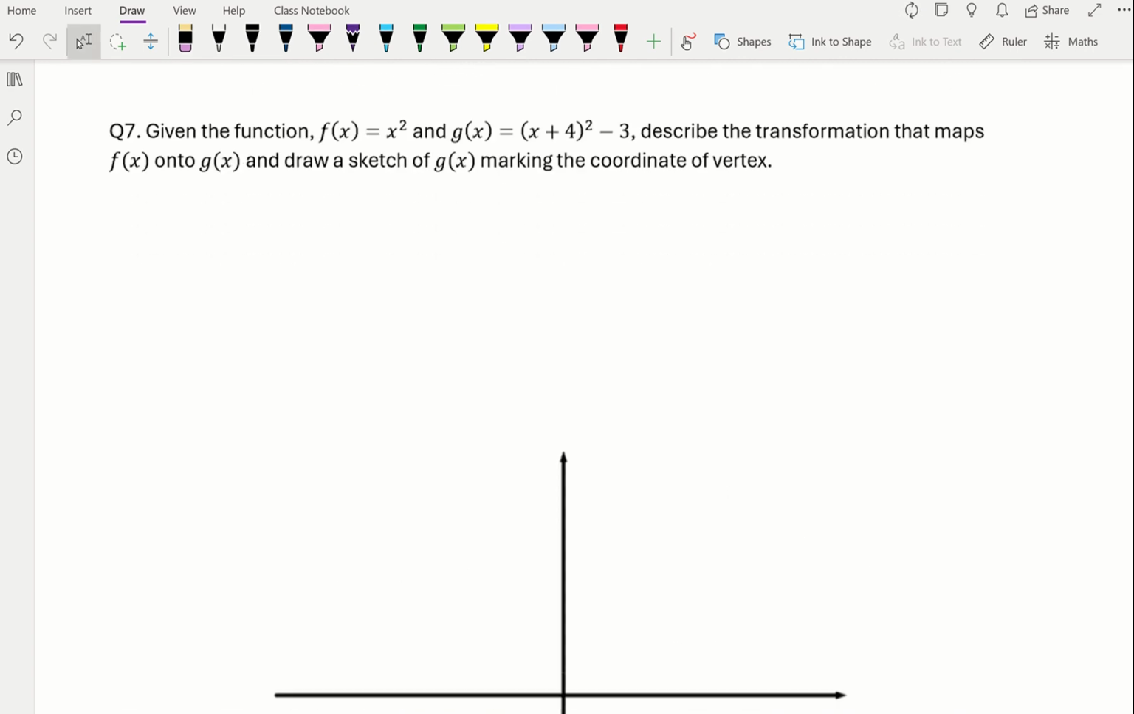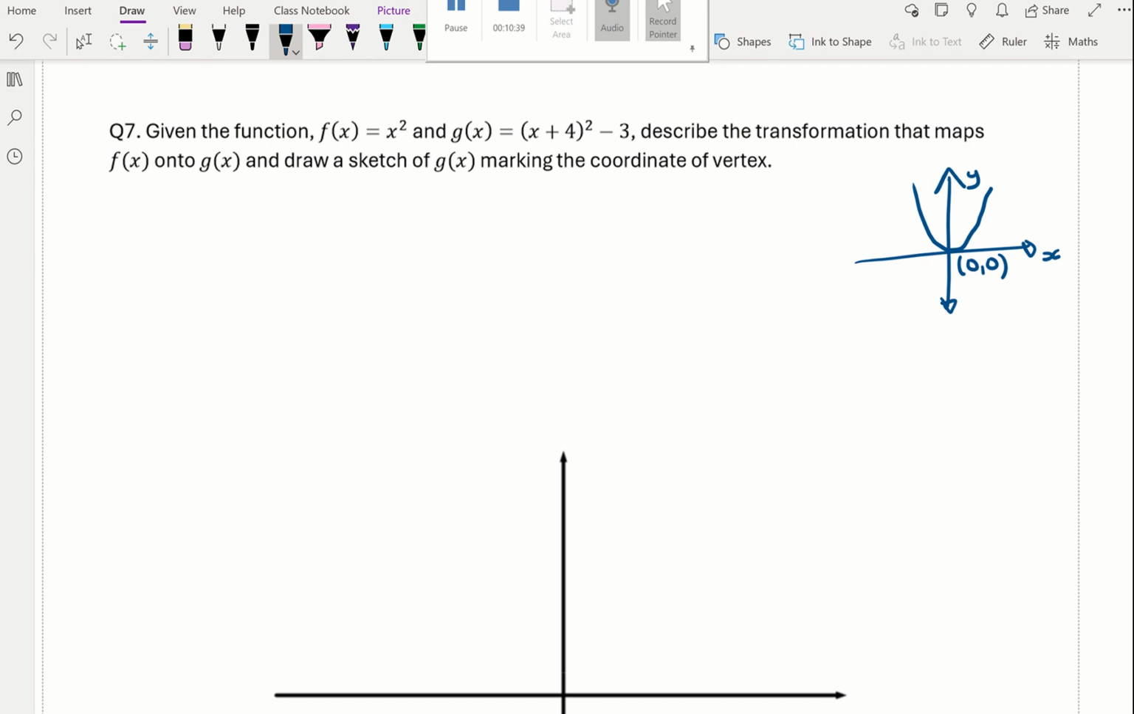Given that the function f of x is x squared and g of x is x plus 4 squared minus 3, describe the transformation that maps f of x onto g of x and draw a sketch of g of x marking the coordinate of the vertex. Okay, so probably a good idea is to just sketch the original graph. And x squared is a quadratic that goes through 0, 0. Then you can see that g of x is a transformation.